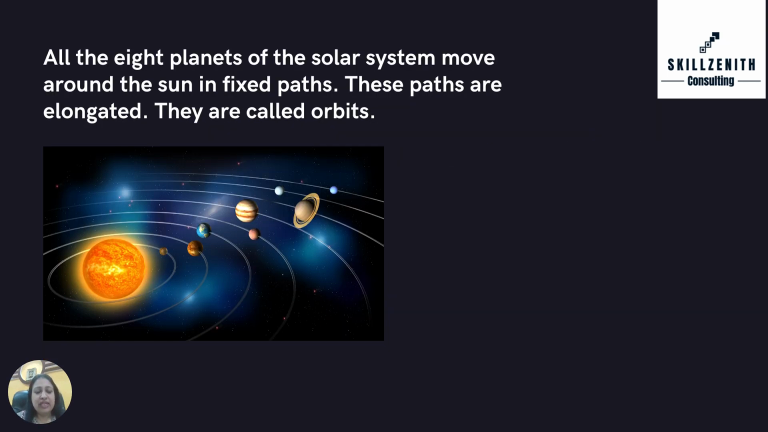All the eight planets of the solar system move around the sun in fixed paths. And how do they move? It's not zigzag. They have their own orbit. Can you see these fixed paths? Each planet has its own fixed path. This path around the sun on which the planets rotate is called its orbit. These paths are elongated, and elongated means this is the shape of it. They are called orbits.